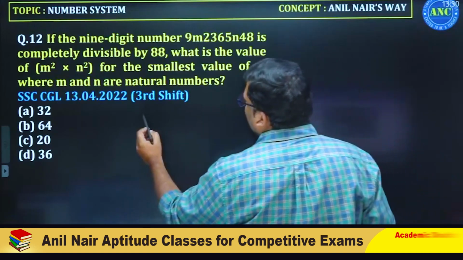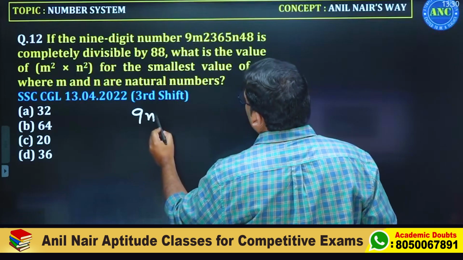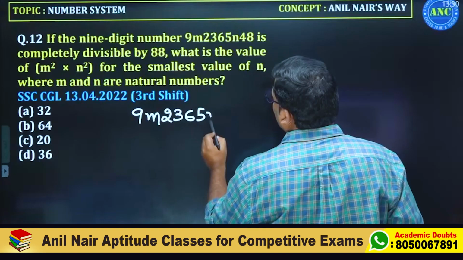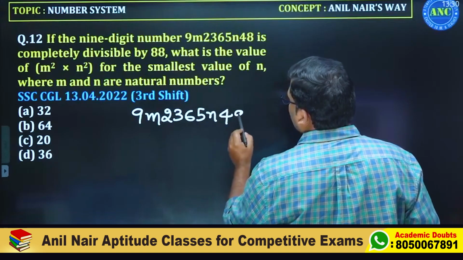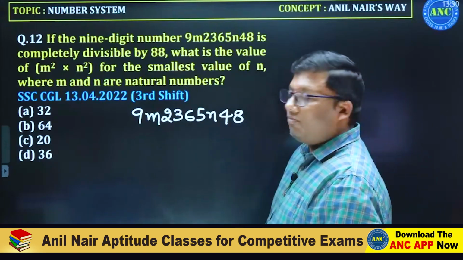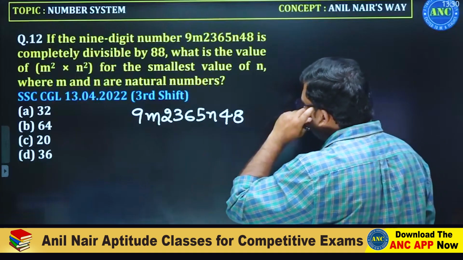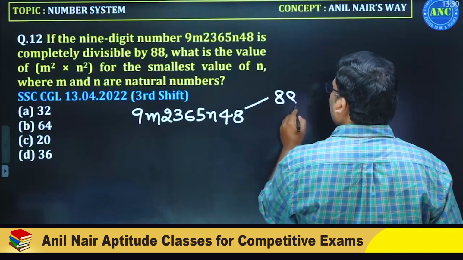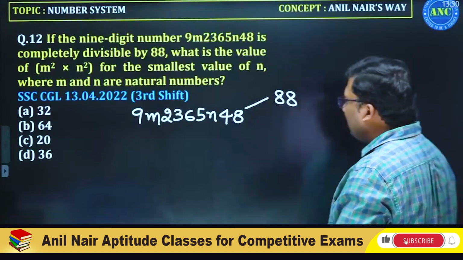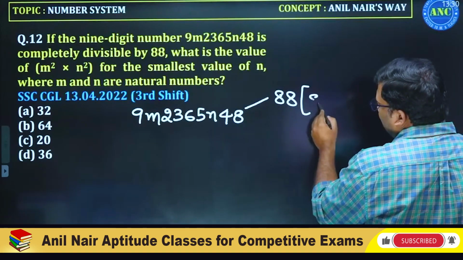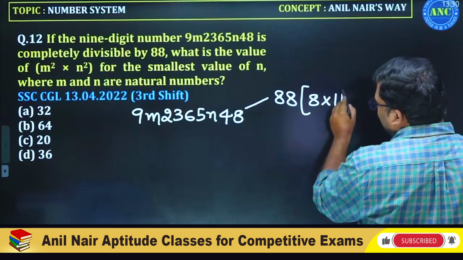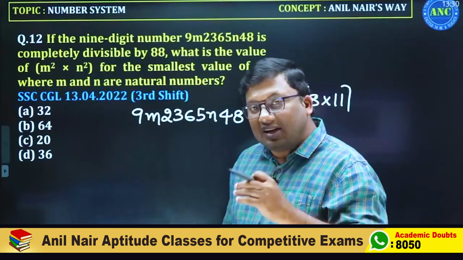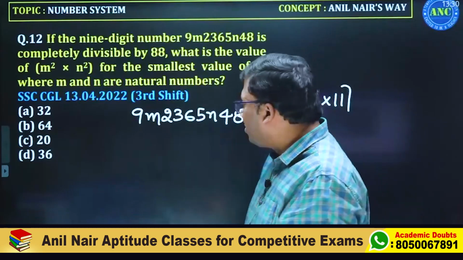Question is, there is a 9-digit number 9M236 5N48. This number, it is divisible by 88. What is the divisibility rule of 88? 88, it is a composite number. If I have to write it as a product of coprimes, it is 8 into 11. 88 can be written as 8 into 11.